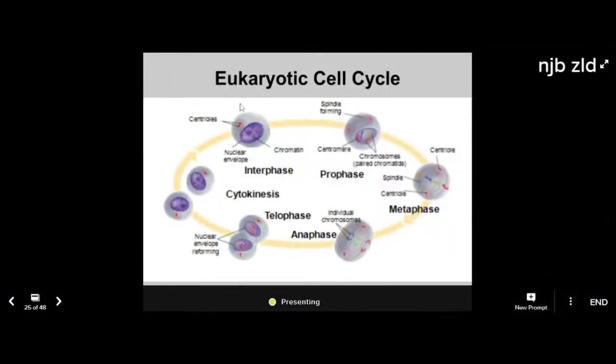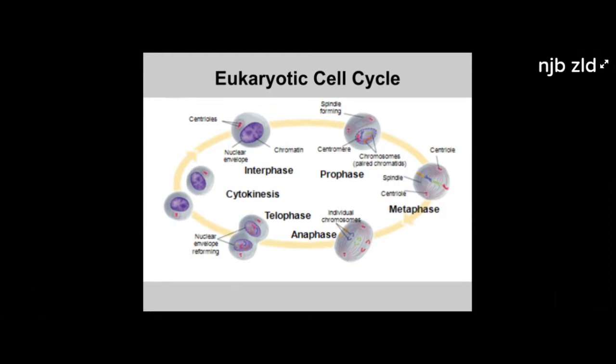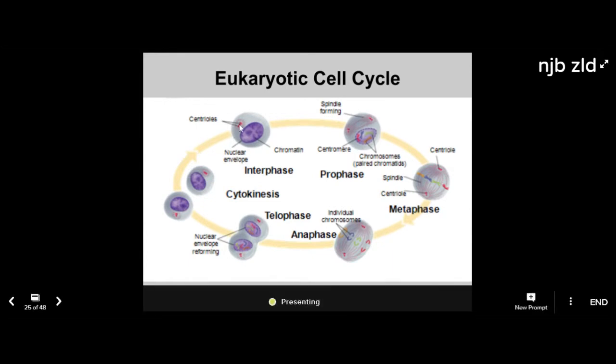Here's the whole cell cycle. Notice we call it a cell cycle because it goes over and over again in cyclical fashion. We start up here, the centrioles start appearing, and this is interphase. Then we get the prophase. In prophase, you've got the centrioles, and you'll see these little lines that appear, and that's spindle fibers. The nuclear membrane will start to dissipate, and you'll start being able to see the chromosomes during prophase.